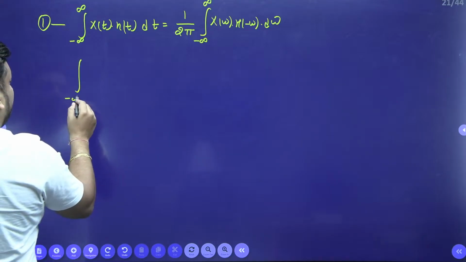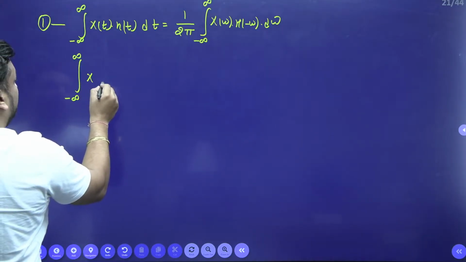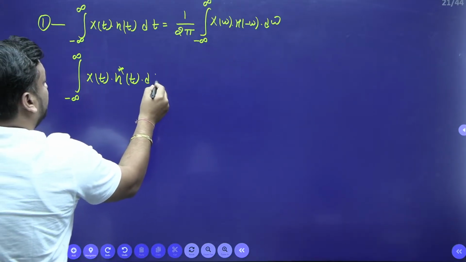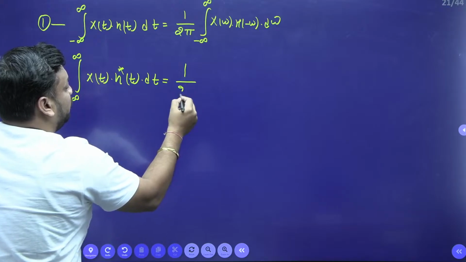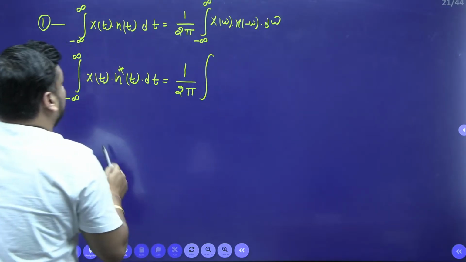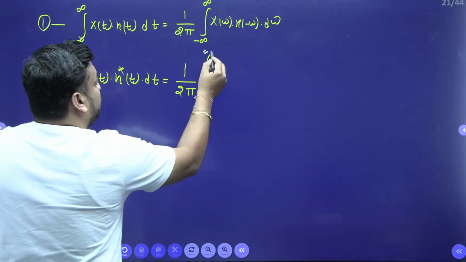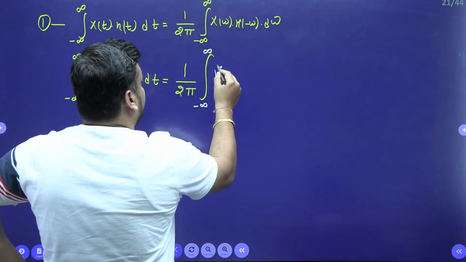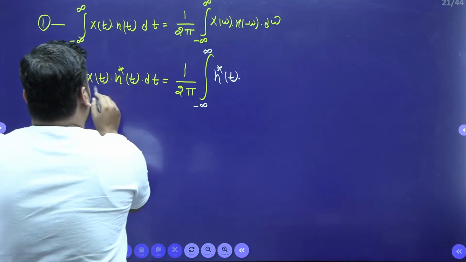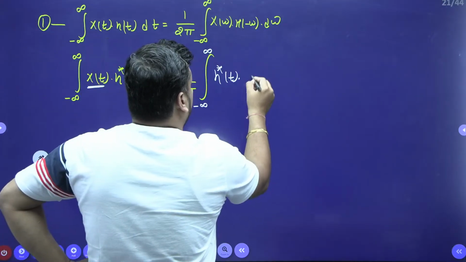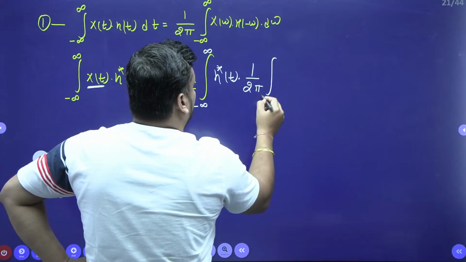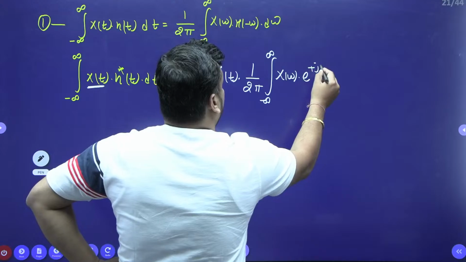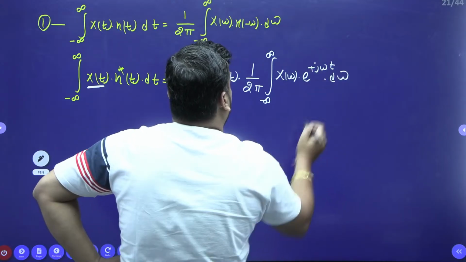Now tell me, bachcho, if I go for the second form, and if I take the conjugate this time, h conjugate of t into dt, then what will it be? So if I do a small derivation for the same, what will I get? I will get integral from minus infinity to infinity as it is, h conjugate of t also as it is, and still I am writing x of t. The x of t formula is nothing but 1 upon 2 pi integral from minus infinity to infinity x of omega e to the power plus j omega t into d omega only.